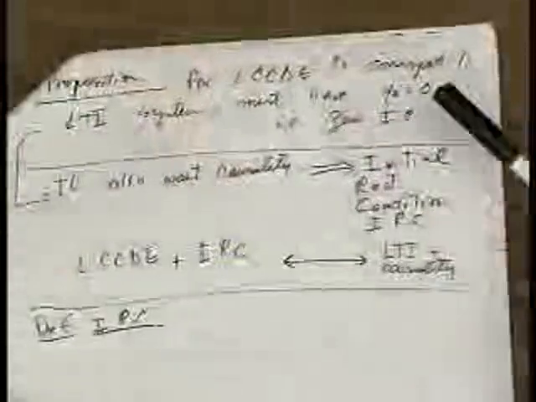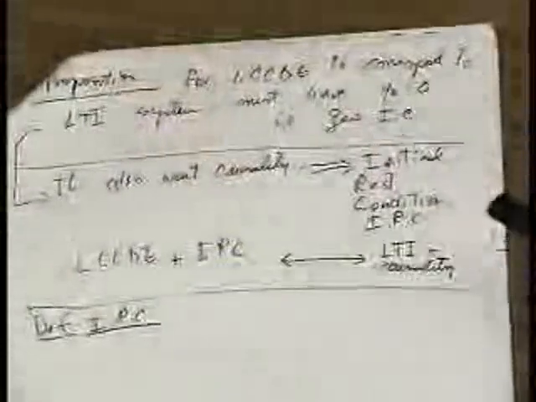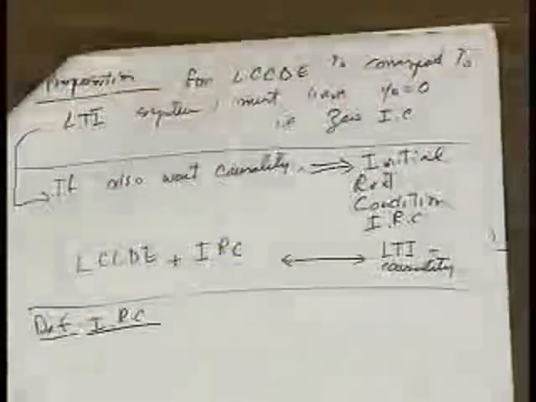On the other hand, if y naught, this initial condition, was equal to 0, then it would have been time invariant. So the proposition that we came up with is that for a linear constant coefficient difference equation to correspond to an LTI system, you must have 0 initial condition. And then we moved on to causality.